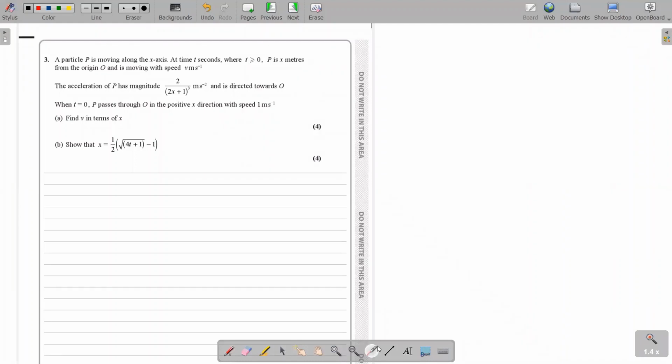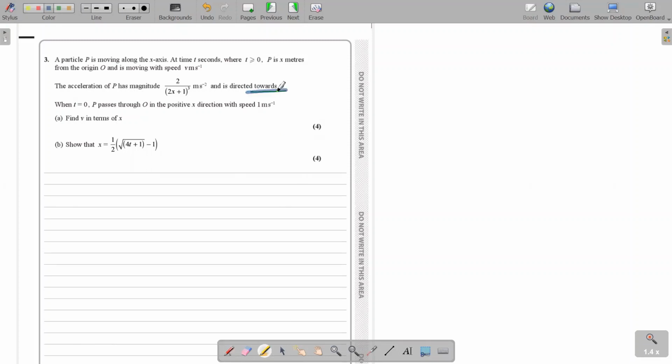Okay, so now I move to question number 3. They say here a particle P is moving along the x-axis. At time t seconds, where t is greater than or equal to 0, P is x meters from the origin and is moving with speed v. The acceleration of P has magnitude 2 over (2x plus 1) to the power 3 meters per second squared and is directed towards O. So it's really important you identify that it's coming towards.